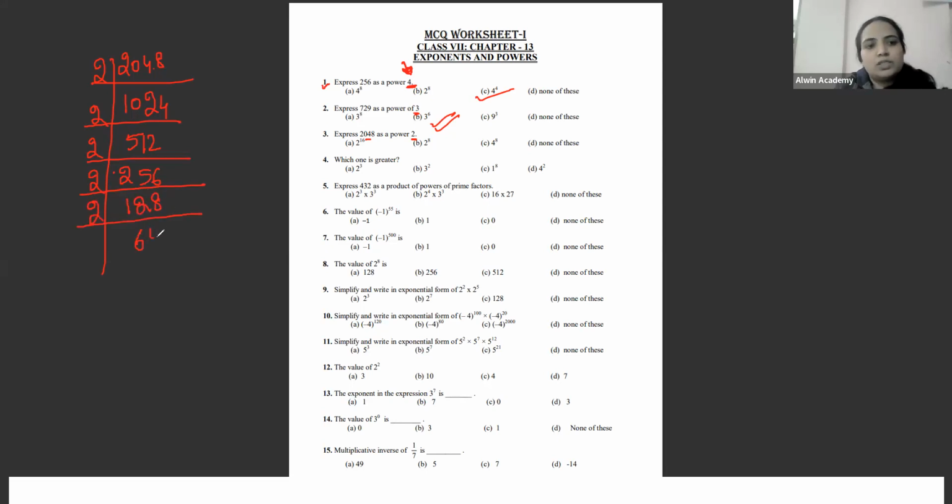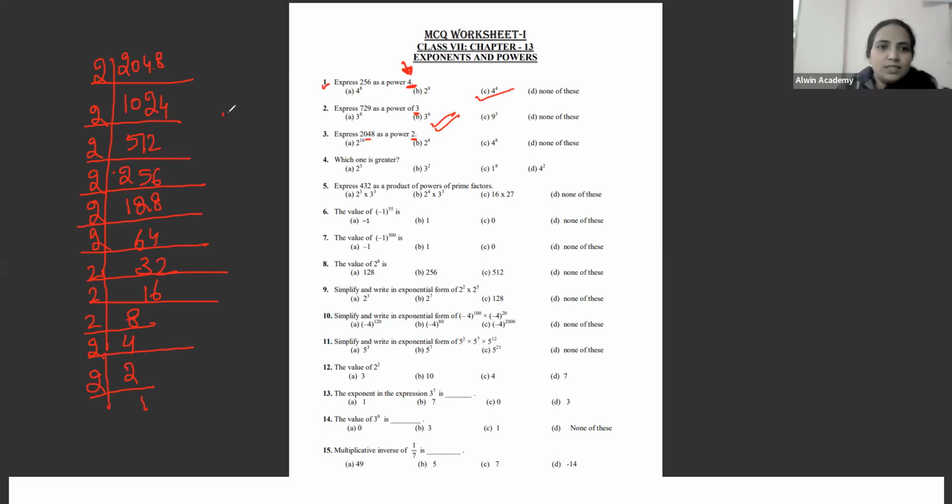Again dividing by 2, 64. Again divided by 2, 32. Again divided by 2, that's 16. Dividing by 2 means cutting into halves, no? So quickly half the numbers and write it. So what is this? This is 2 to the power 1, 2, 3, 4, 5, 6, 7, 8, 9, 10, 11. 2 to the power 11. So 2 to the power 11 is not here among the options, so that's D, none of these.